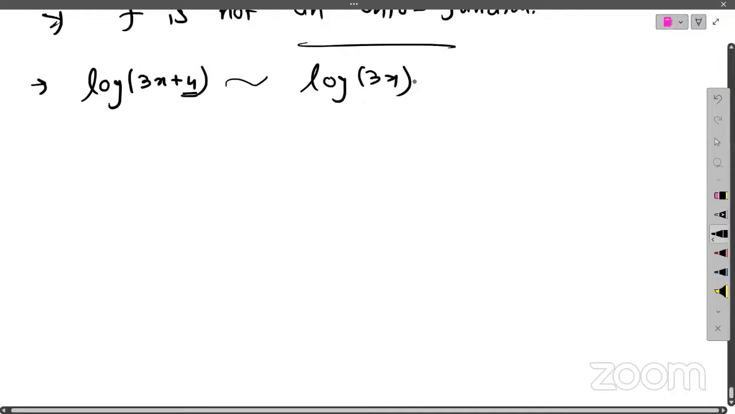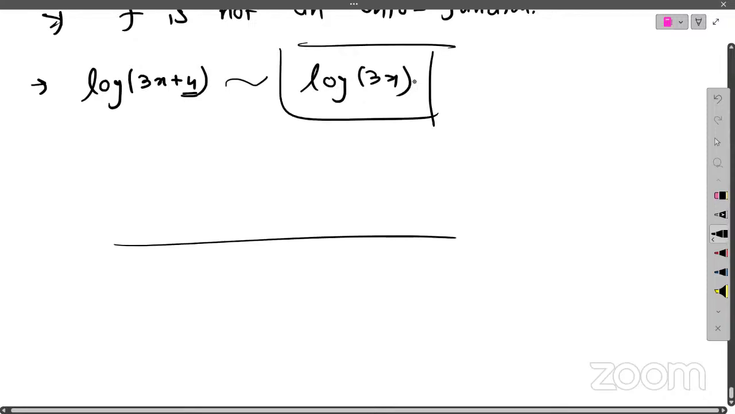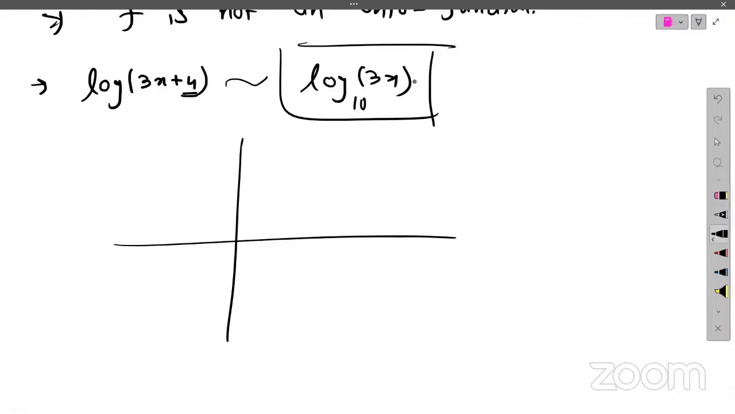So let's try to draw the graph of log of 3x. Since the base is not given to you, whenever there is no base mentioned, we suppose that it's base 10. That means the value of a is 10, strictly greater than 0. So log of 3x also looks something like this, right? As usual, our log function's graph, a little bit stretched, you can see. So now this is the graph of log of 3x.